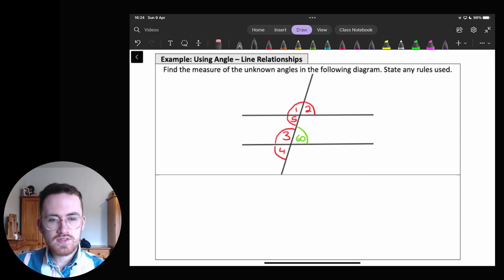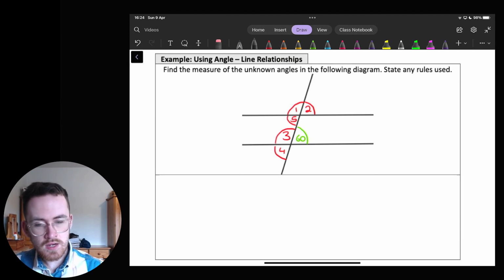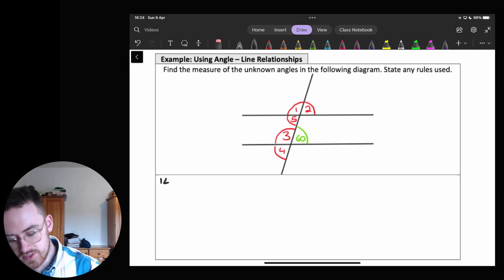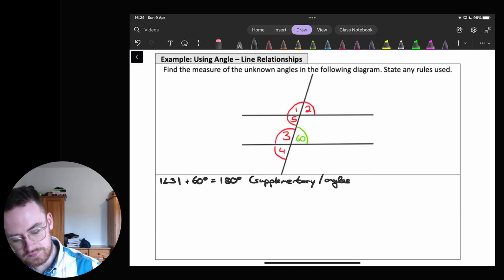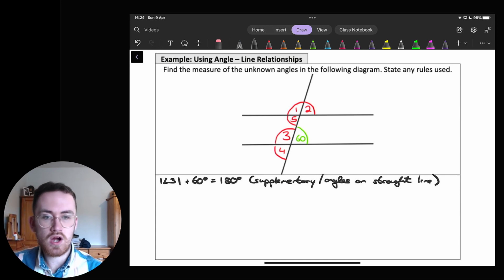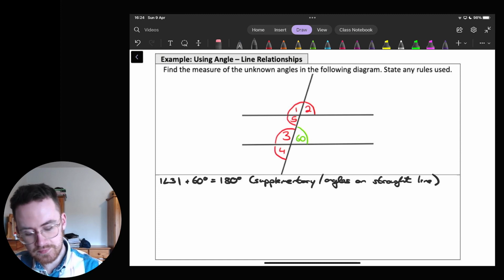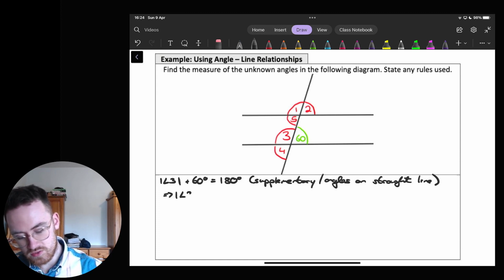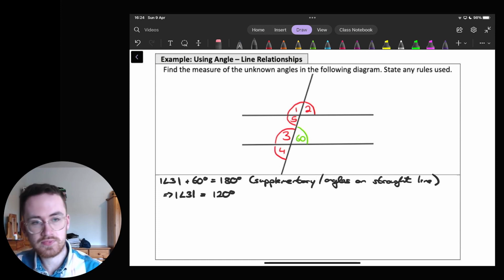There's loads of different ways we could answer these questions, and loads of different rules we could use to answer them. We can start with any of the numbers. What we might do is start with number 3. So I'm going to say that angle 3 plus 60 degrees should be equal to 180 degrees. That was our supplementary rule, or you could say angles on a straight line, which is the more obvious of them. They're on a straight line, so they should add up to 180. That means angle 3 is 120 degrees.